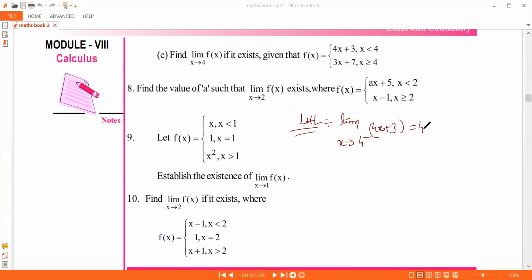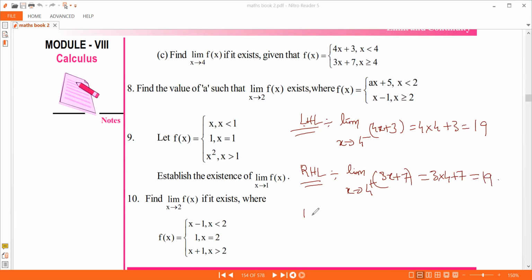So the answer is 4 into 4 plus 3. So 16 plus 3, that is 19. Similarly, RHL we have to find. RHL value is limit x tends to 4 plus. This means you are exceeding 4. Exceeding 4 is 3x plus 7. So 3 into 4 is 12, 12 plus 7, that is 19 once again.